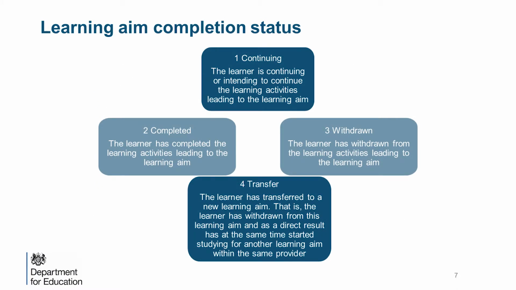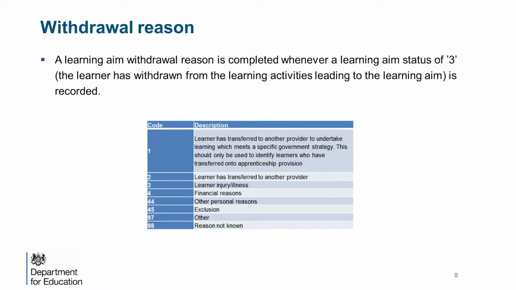The learning aim status reflects the current status of the learning aim. This slide shows the 4 options available. The difference between a transfer and a withdrawal is especially important for performance purposes, as a transfer is not taken into account when calculating qualification success rates, but a withdrawal is. A withdrawal is treated as if the student has stopped studying for that qualification and may count negatively in both success and retention calculations.